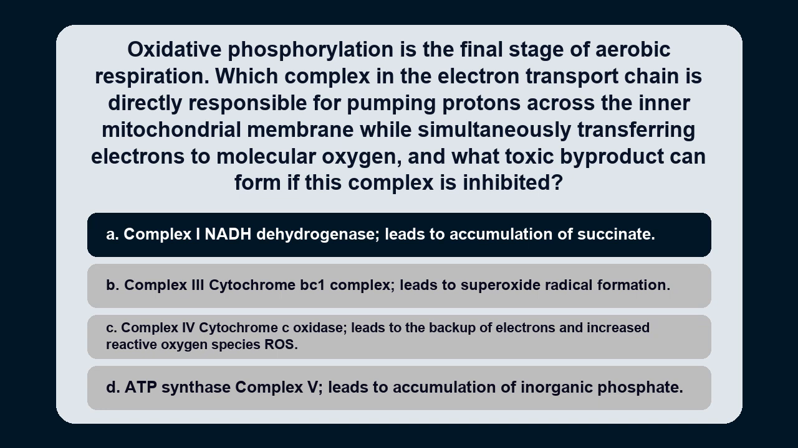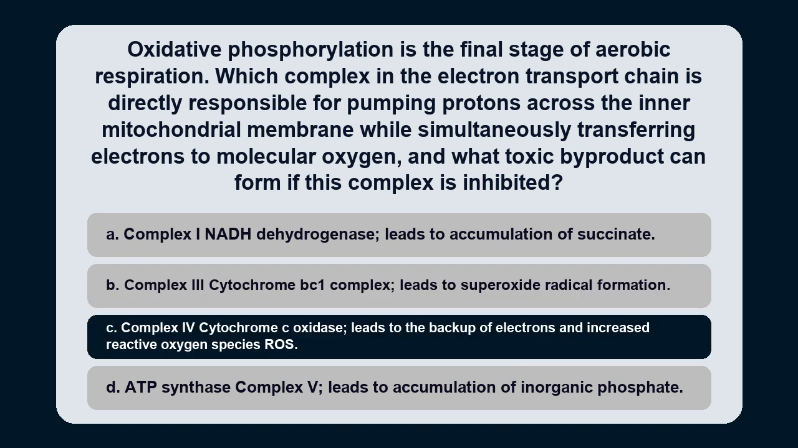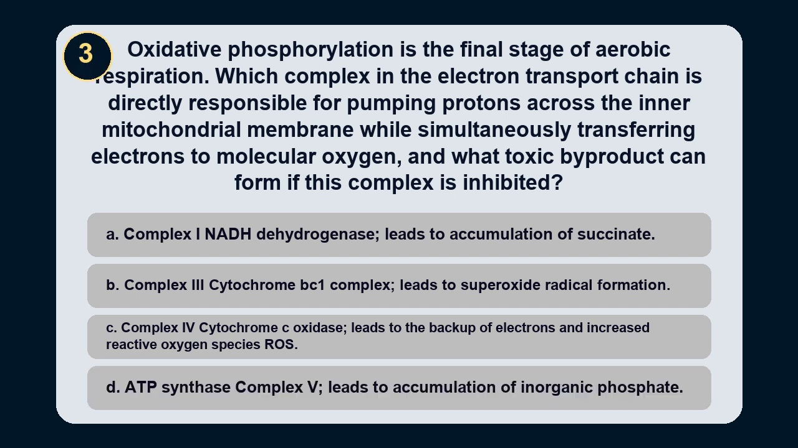Option A, complex I, NADH dehydrogenase, leads to accumulation of succinate. Option B, complex 3, the cytochrome bc1 complex, leads to superoxide radical formation. Option C, complex 4, cytochrome c oxidase, leads to the backup of electrons and increased reactive oxygen species (ROS). Option D, ATP synthase, complex V, leads to accumulation of inorganic phosphate.